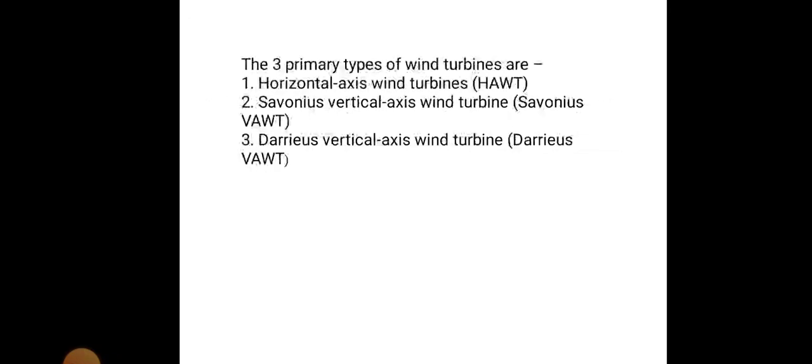The primary types of wind turbines are the horizontal axis wind turbine and the vertical axis wind turbine, with various kinds of vertical axis wind turbines.